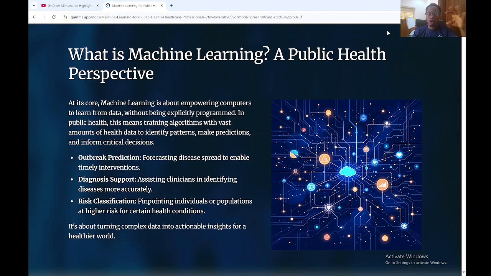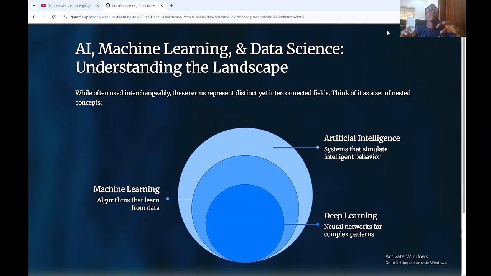So it's just all about turning complex data into actionable insights for a healthier world. Just think about it as we feed it with data, the computer learns from that data, and on its own is able to make predictions when you feed it with maybe some kind of test data. Now we might want to understand the machine learning landscape.